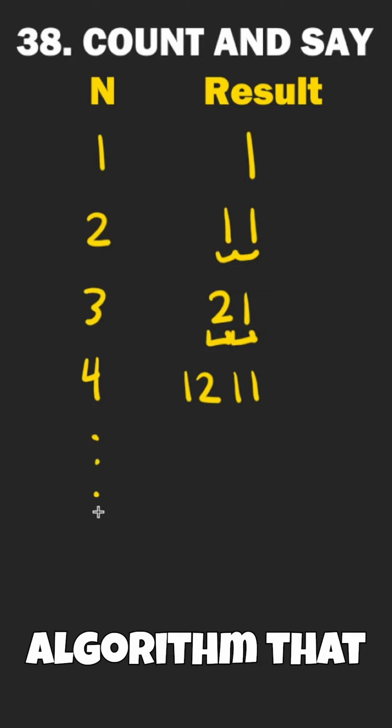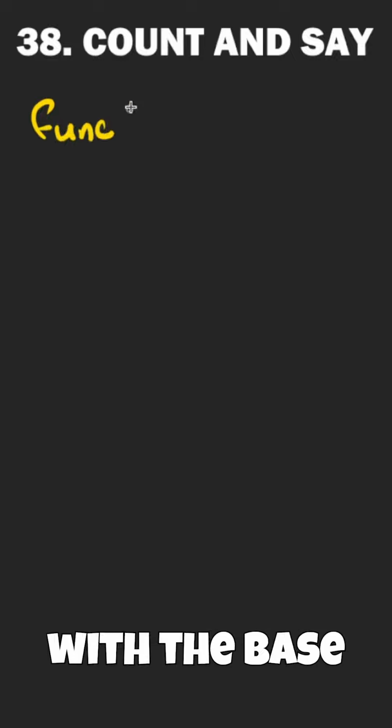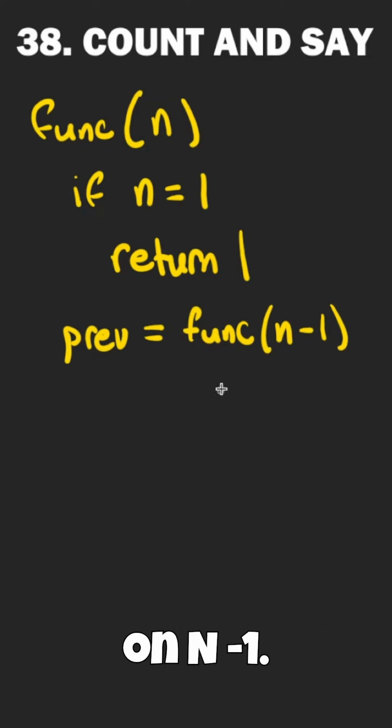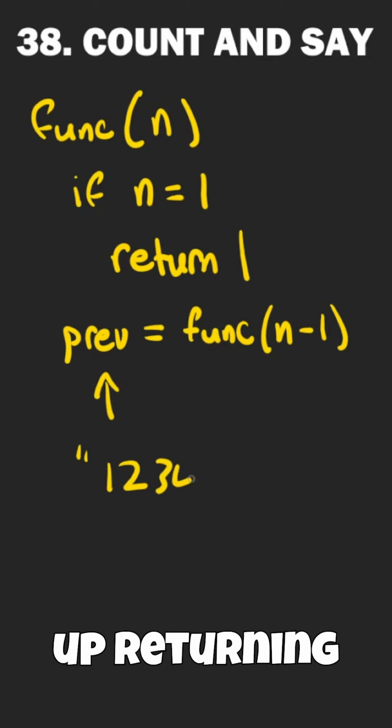We want to write a recursive algorithm that can calculate the nth count and say number. We'll begin with the base case where we return the string 1 if our n is 1. Otherwise, we'll get the previous value by doing a recursive call on n minus 1. This recursive call will repeat to n equals 1 and then go back up, returning our previous value.